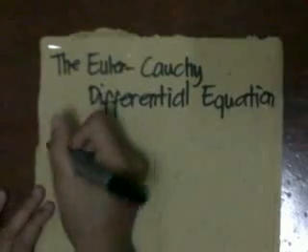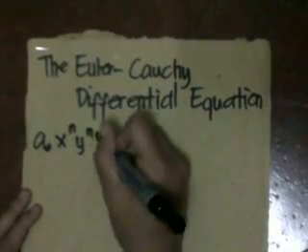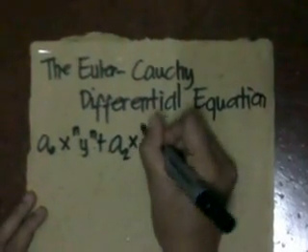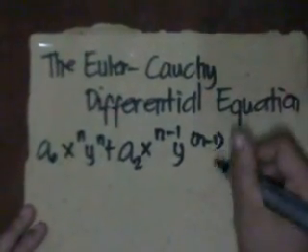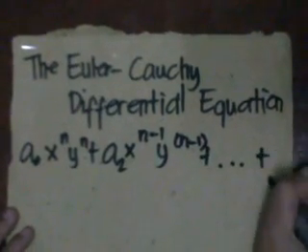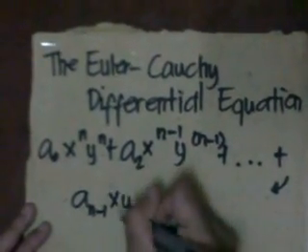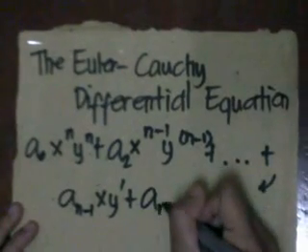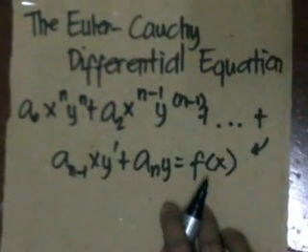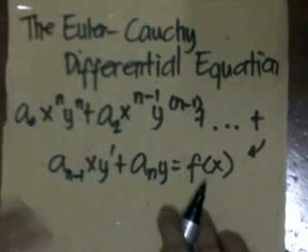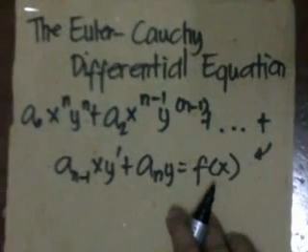Consider the equation a sub 0 x to the n y to the n plus a sub 1 x to the n minus 1 y to the n minus 1 plus ... plus a sub n minus 1 x y prime plus a sub n y equals f of x, in which the coefficient of each derivative is a constant multiple of the corresponding power of the independent variable.